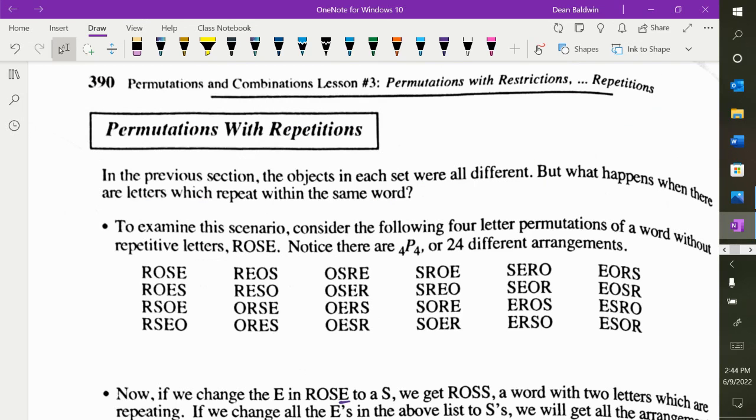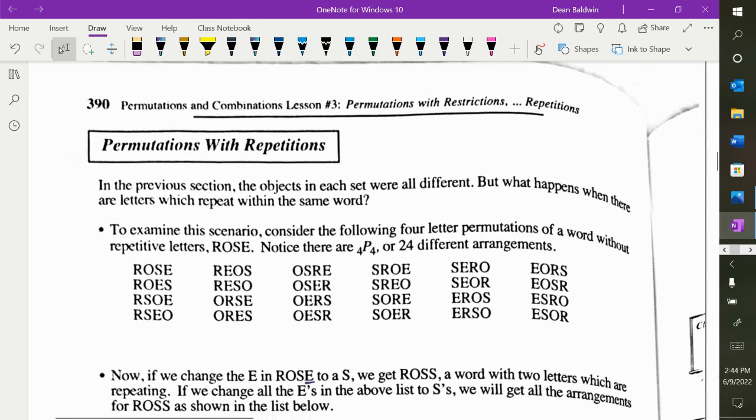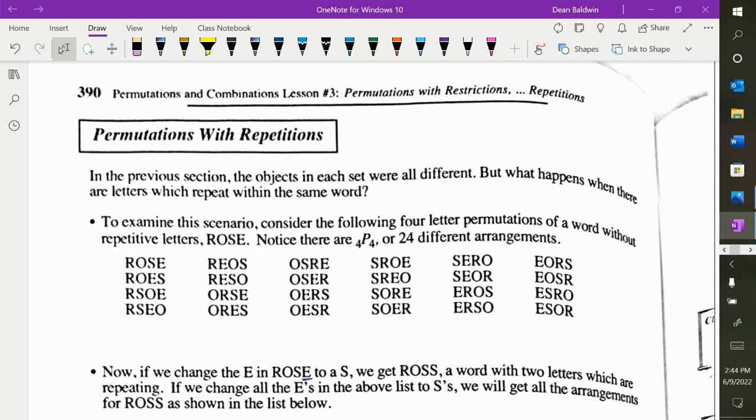All right, 390. So now we're going to look at what happens if you start to repeat letters. If we have the word rose, these are all the combinations of those letters. There's 24 of them, which would be 4P4 or 4 factorial. There's all the combinations.